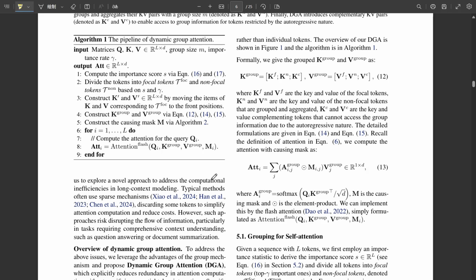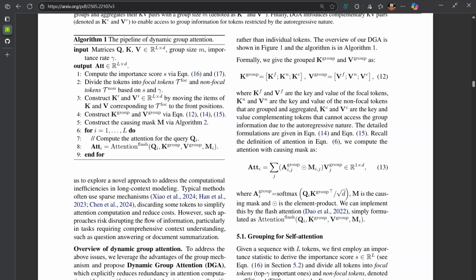But what's maybe even more important is that DGA's ITL, its speed, stayed pretty stable even as they pushed the context length much further out. The baseline methods tended to slow down more dramatically as the context grew. DGA showed much better scaling. So it's not just faster, it stays fast as the text gets longer. Yeah. That's crucial for actually using these things on massive documents.